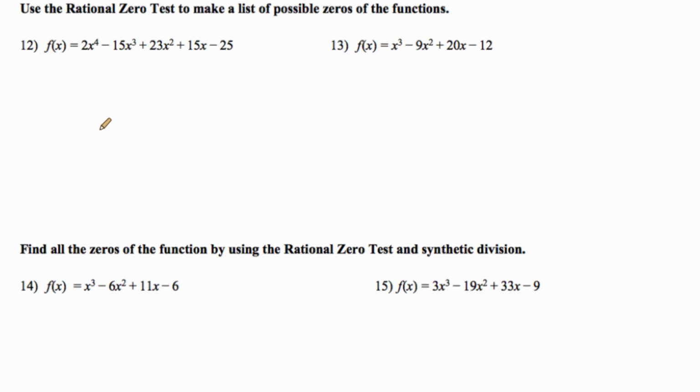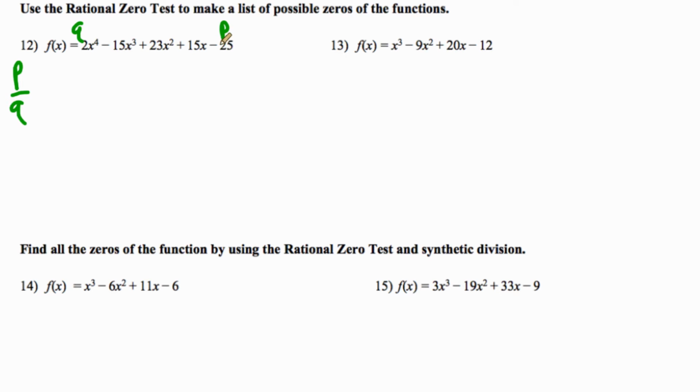For 12 and 13, we're looking at using the rational zero test to make a list of possible zeros for the function. Rational zero test is where we do p over q. P are the factors of the constant term on the end, and Q, those are the factors of the leading coefficient at the front.